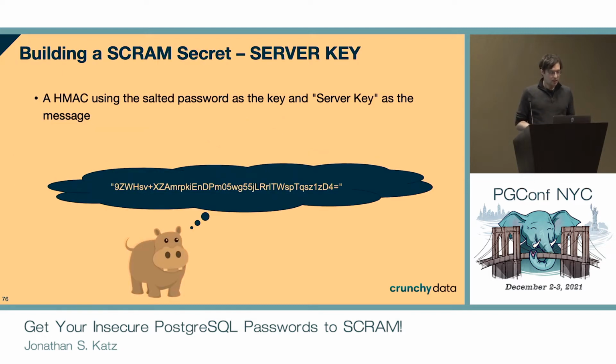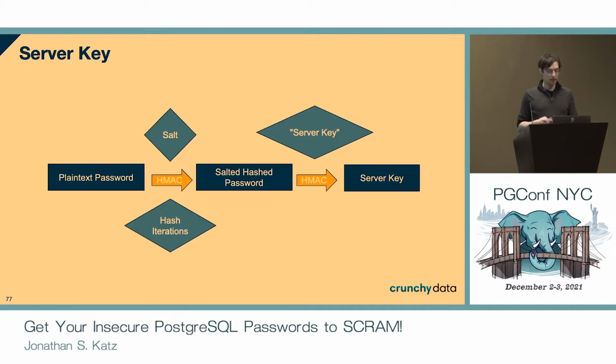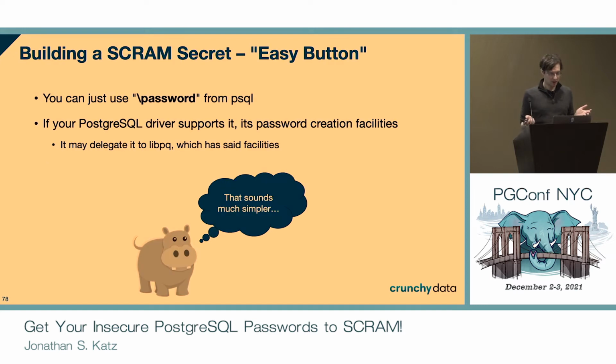So the server key is actually similar to the client key. We take an HMAC of that salted hash password, but instead of signing the message of "Client Key", we're signing the message of "Server Key". So with all those things, if you take all these steps, you've built the SCRAM verifier and have made it possible for Postgres to do SCRAM. Now, I don't expect any of you to do that in the real world.